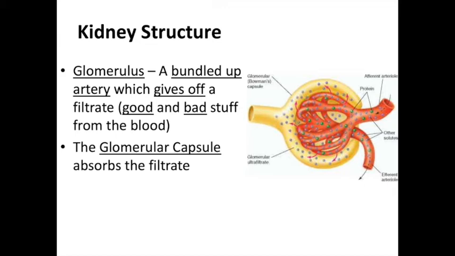Okay, welcome back. So this is the glomerulus, that chunk of blood vessels, the capillaries that needs to be filtered, right? It is a bundle up of artery which gives off a filtrate. Filtrate is the stuff that you filtered out of your blood. It is good and bad stuff.